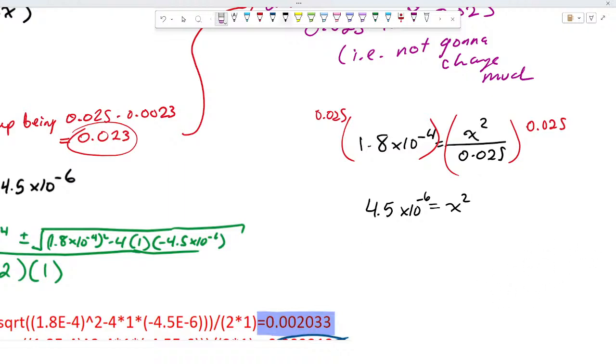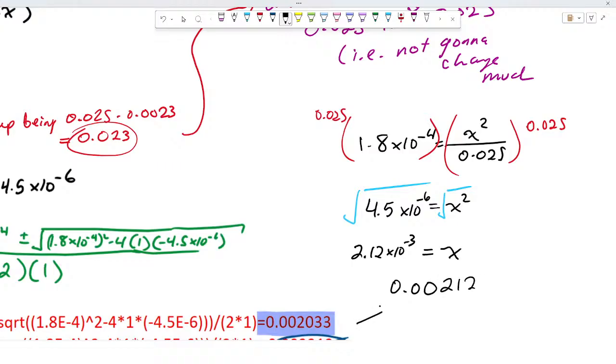And then, how would I solve this? I take the square root of this side, I take the square root of that side. Can you do that for me? I would get 2.12 times 10 to the negative 3, right? In other words, 0.0021. Okay, now, that is really close, but not close enough, right?